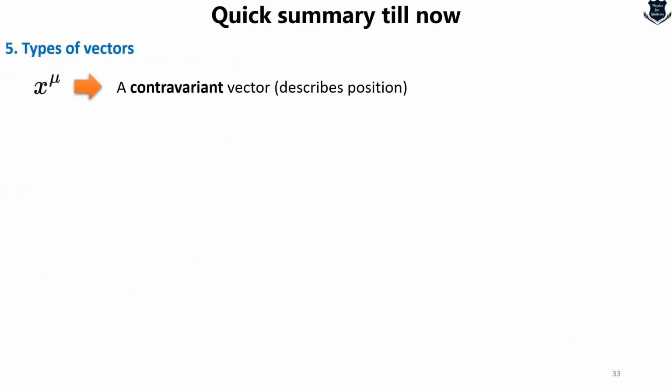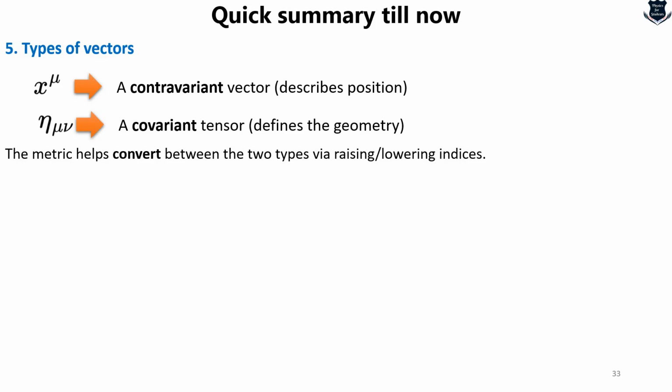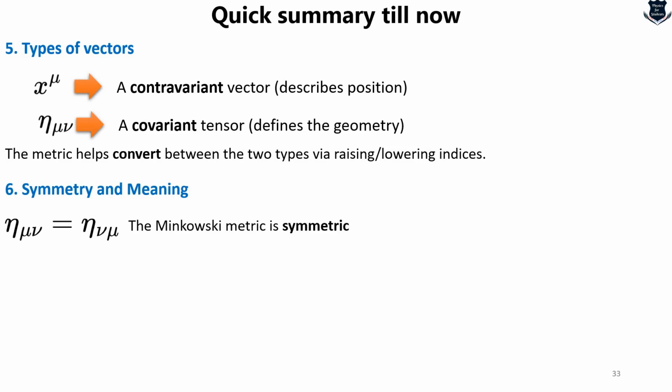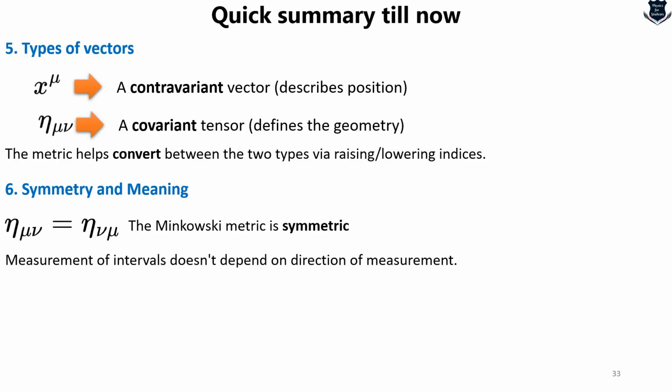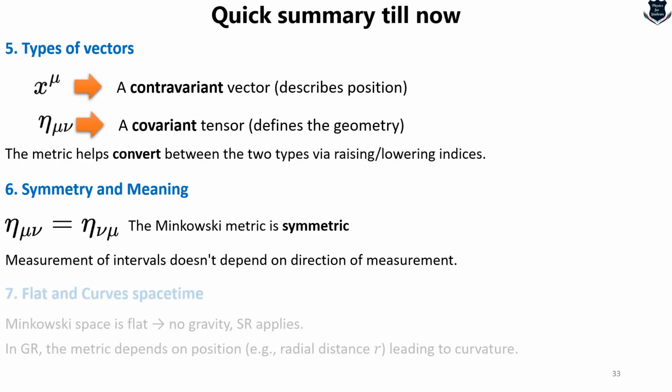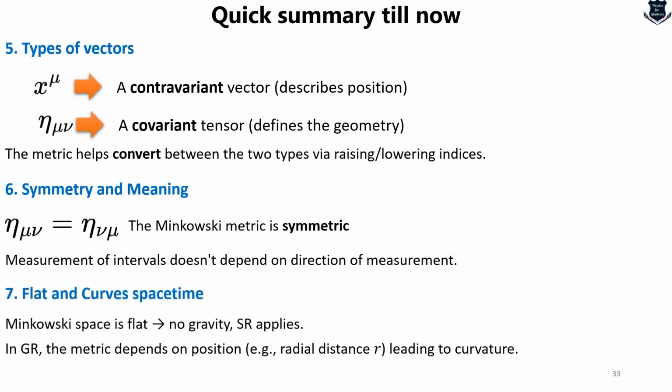We have also seen there are two types of vectors. We have seen contravariant; yes, I know that we have not seen covariant, which we will explore in the next video. This helps to convert between the two types of vectors via raising and lowering the indices. Symmetric tensor: we have seen how swapping the indices doesn't make any difference in the measurement. And flat and curved space-time: Minkowski space-time deals with something which has no gravity, whereas GR, which has gravity, makes things further complex, for example radial distance, etc.